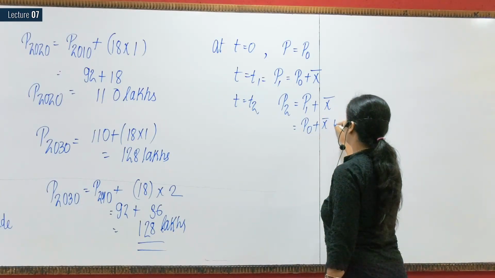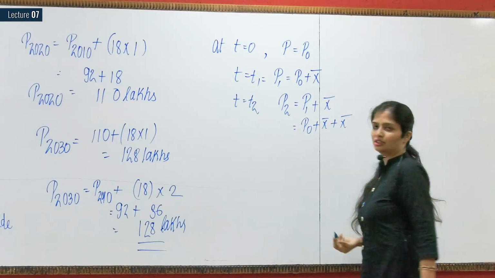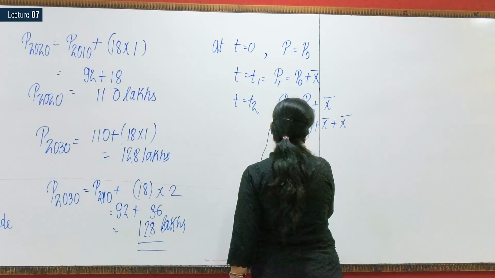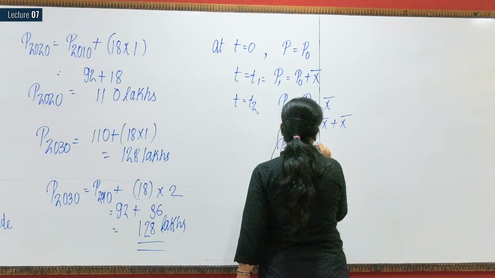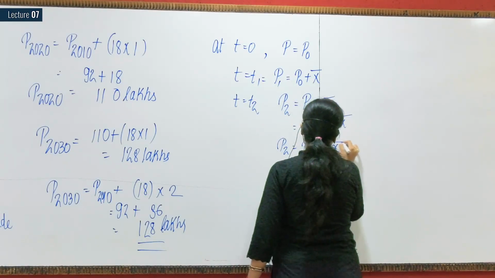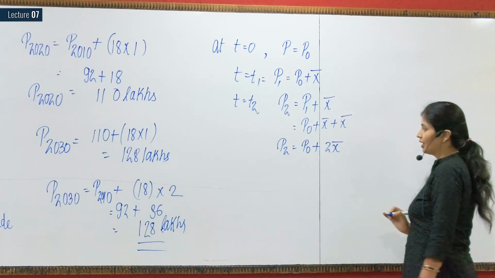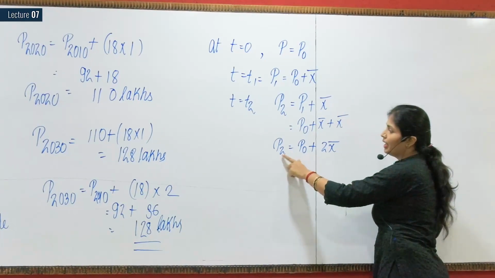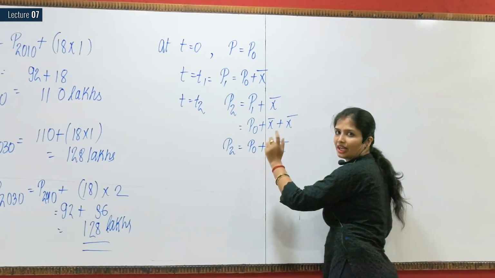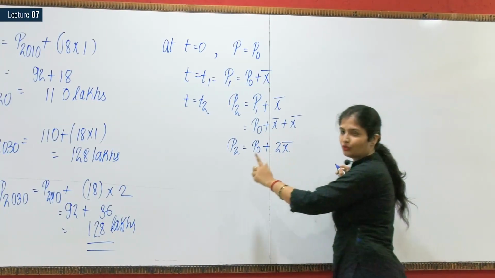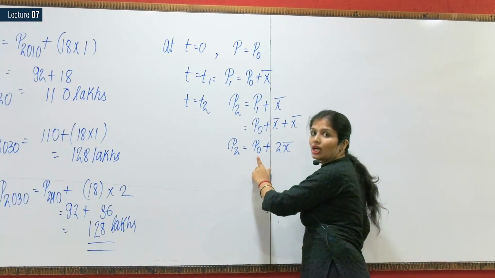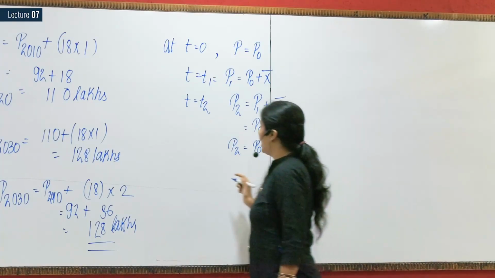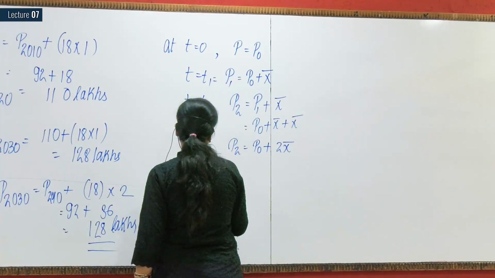I'll put P naught plus X bar plus X bar. What I'll get? I'll get P2 is equal to P naught plus 2X bar. Fine. I got this value at any time t2 based on the last value which I was knowing. P2 I have to forecast and P naught was the last known value. Fine. Now, at time t is equal to tn.